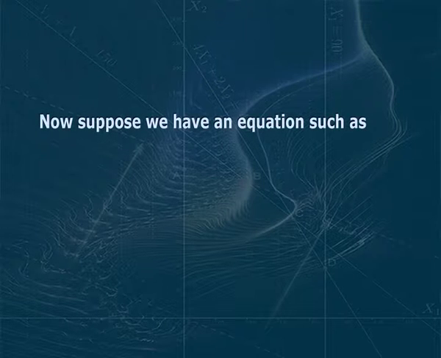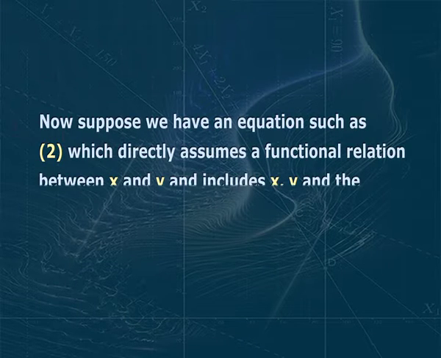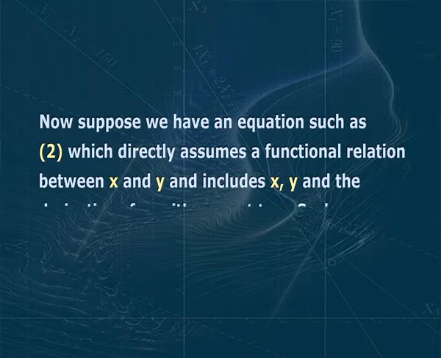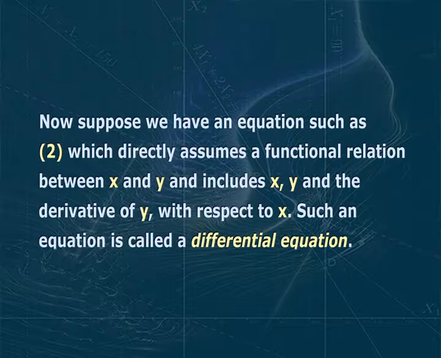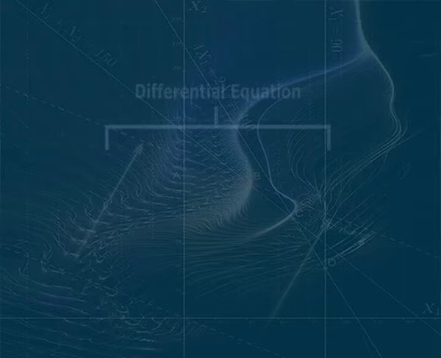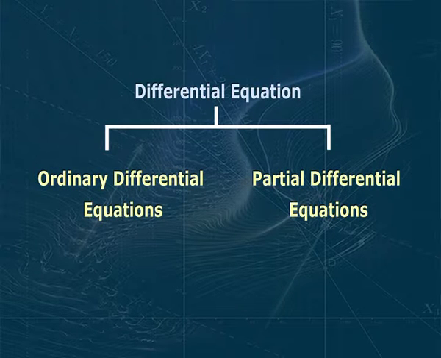Now, suppose we have an equation such as 2, which directly assumes a functional relation between x and y and includes x, y and the derivative of y with respect to x. Such an equation is called a differential equation. So, we can say that a differential equation is any equation which contains derivatives, either ordinary derivatives or partial derivatives. Differential equations can be broadly classified into ordinary differential equations and partial differential equations.